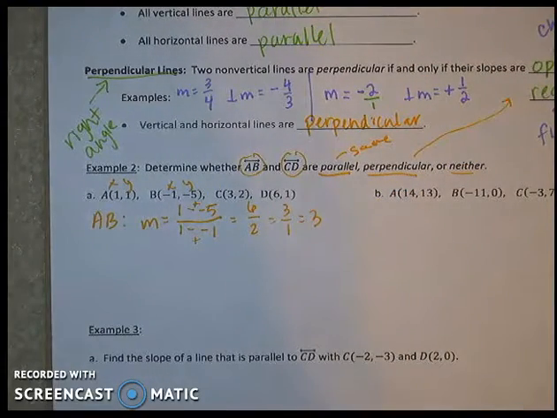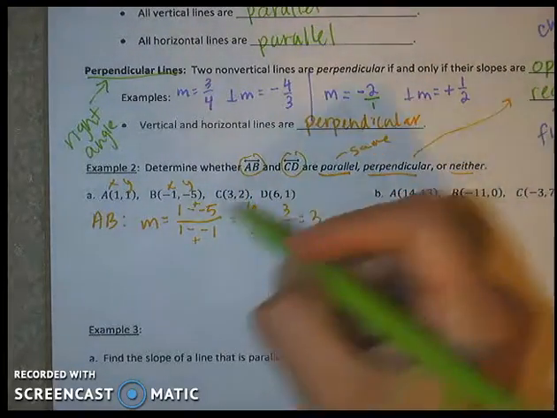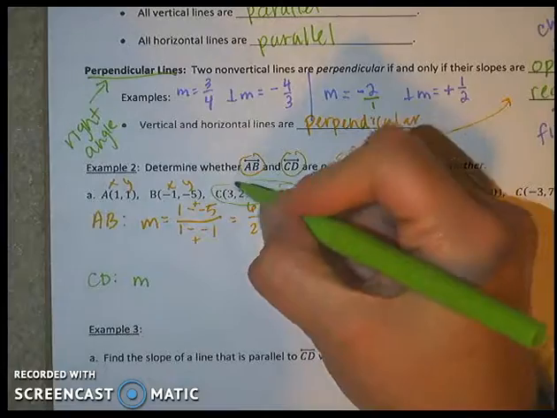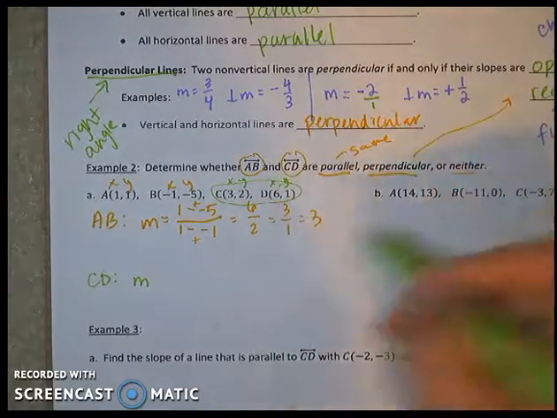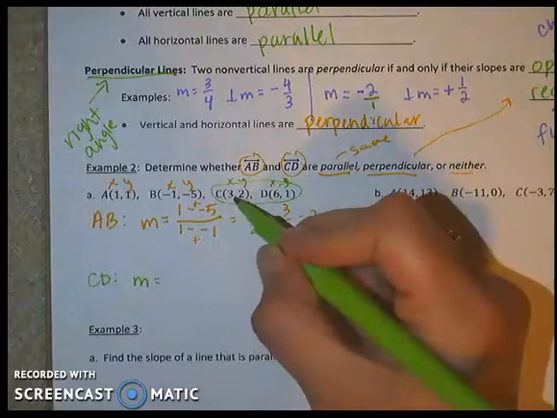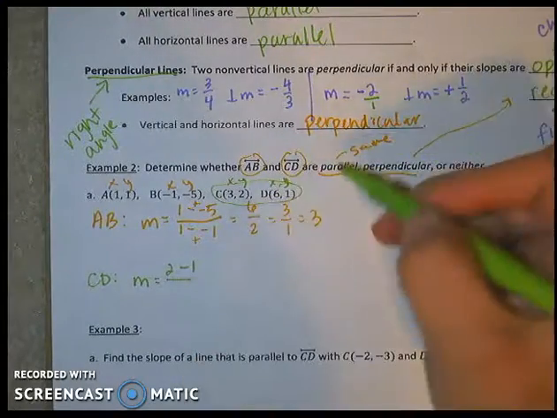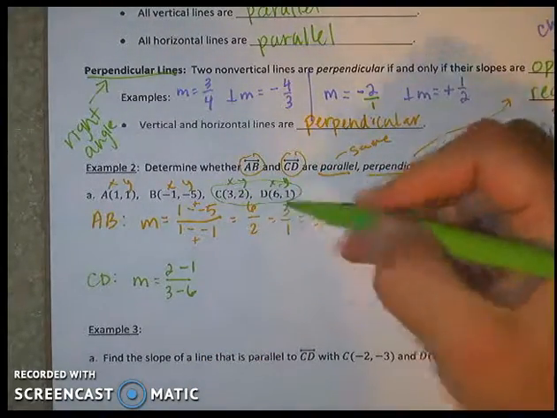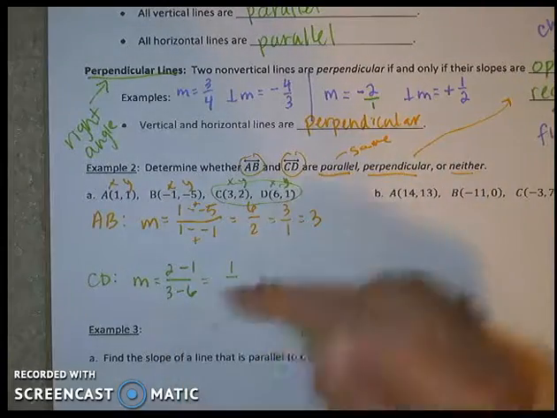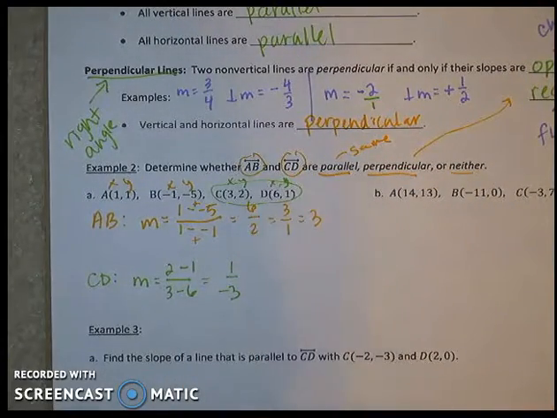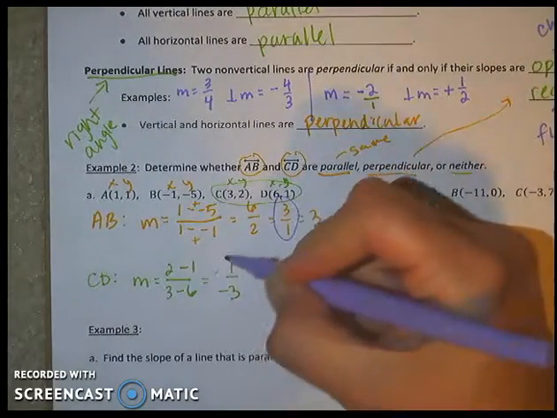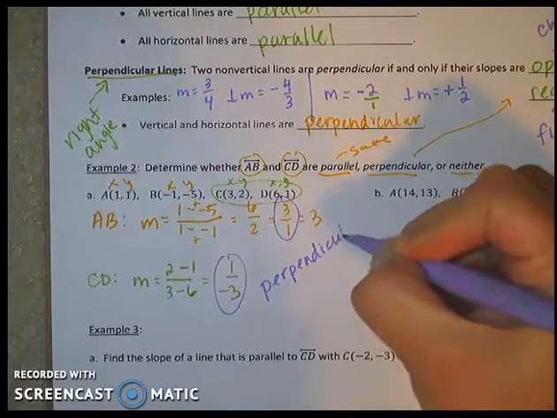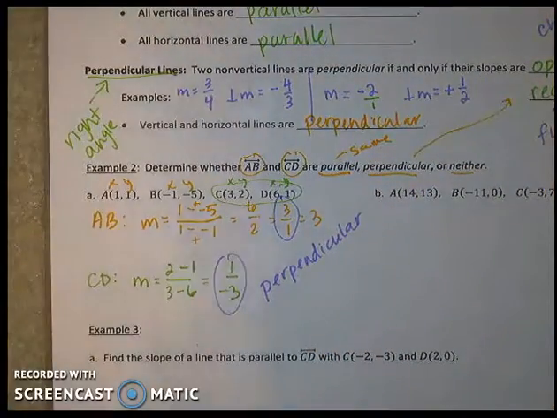If I look at line CD, the slope for CD, remember we have xy, xy. So the slope for CD is going to be 2 minus 1 over 3 minus 6. 2 minus 1 is 1. 3 minus 6 is -3. When I look at these, here is 3/1, this is -1/3, so these are perpendicular. I'm going to go ahead and pause this, do part B, and then come back and check your answer.